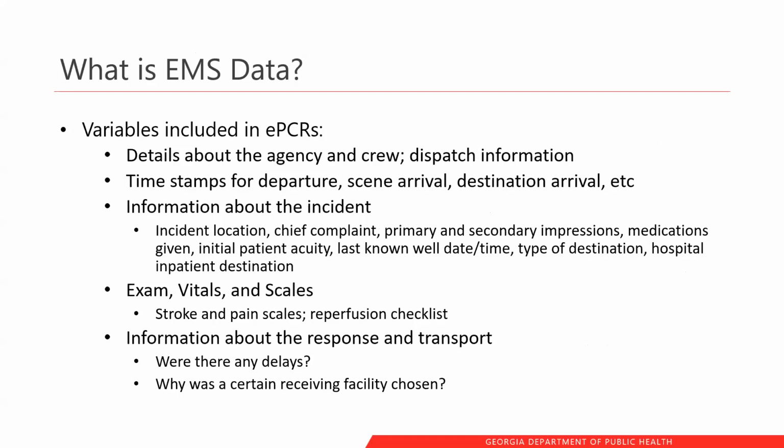So some examples of what's included in our EPCRs. We have details about the agency and the crew. As I mentioned before, what kind of service is it? Is it a 911 predominant service? Are they more an air service, or do they just do medical transports? What about the crew? What level of EMT are they, or are they a paramedic? As well as dispatch information. What time did the call come in? What time was that crew dispatched to the call? There's also a whole bunch of timestamps all throughout the record, and that's just, what time did they leave to go to the scene?